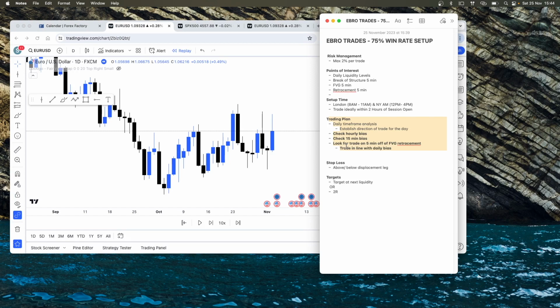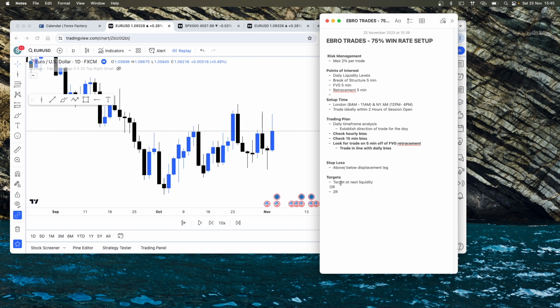But you want to be keeping an eye on multiple time frames because a single time frame does not tell the whole story. We'll be then taking trades on the 5 minute off of retracements into fair value gaps. And these trades have to be in line with the daily. Keyword is in line with the daily bias. I've not said the hourly, I've not said the 15 minute, the daily bias. And that way we ensure that we can take short-term trades with long-term targets, if that makes sense. Stop losses will set above slash below the displacement leg, depending on whether we're going bearish or bullish.